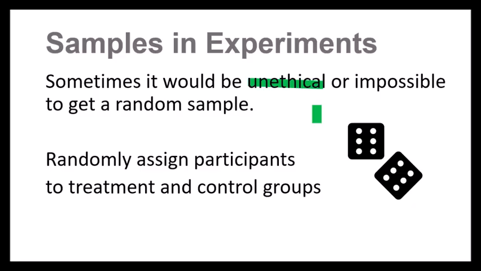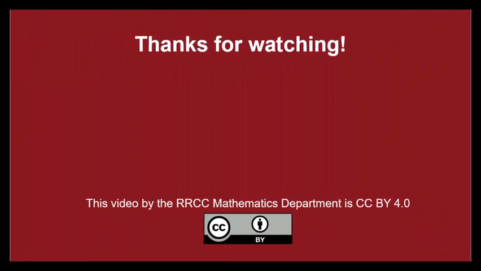There are other ways we can institute randomness in experiments, in particular using randomized treatment and control groups. You'll see more about this later, but randomness doesn't only apply to samples, it can apply to other types of study design. That's it for this video.